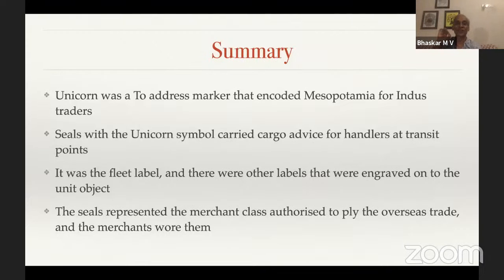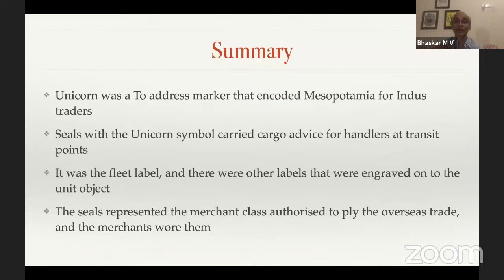So it was essentially a cargo advice for handlers at transit points. So the unicorn meaning was a coded symbol for the Indus cargo handlers in transit, and it did not mean anything to the ultimate recipient, whoever that was. Okay. It was the fleet symbol, and there were other labels which I have covered already.